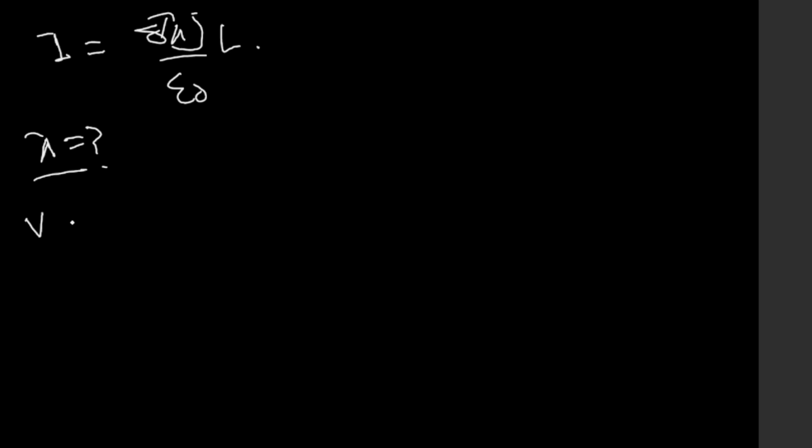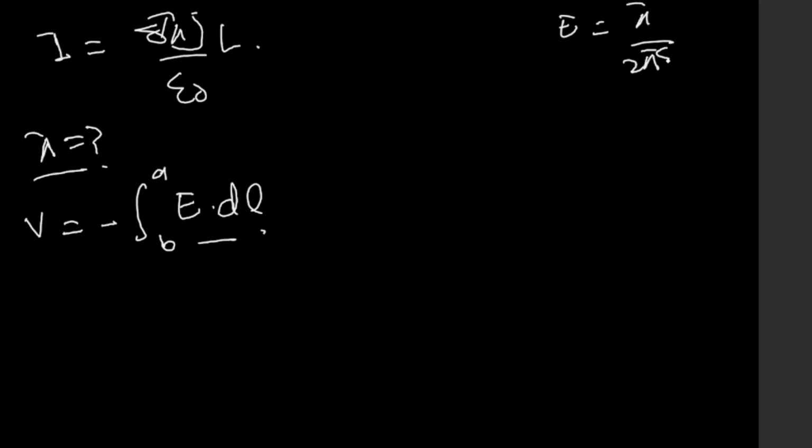Let me write the equation again. I equals sigma times lambda divided by epsilon naught times L. Here we know everything, but the charge density lambda is unknown, so we will calculate this. We will use the potential difference, and we know that the potential difference is equal to minus the integral from b to a of E dot dl. Here the electric field was given by equation 2, which was lambda divided by 2 pi epsilon naught S in the direction of S, and dl was given by ds in the direction of S.